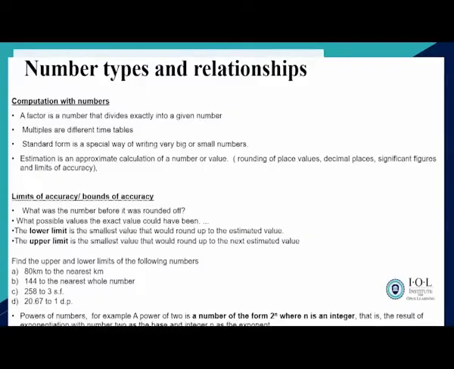Okay, then we look at number types and relationships. We are going to look at computation with numbers. A factor. What are the factors? This looks simple, but these are some things that will really make students fail, whether in the examination or in the assignment. That's why I bring it up. A factor is a number that divides exactly into another number. Multiples. These are just different multiplication timetables.